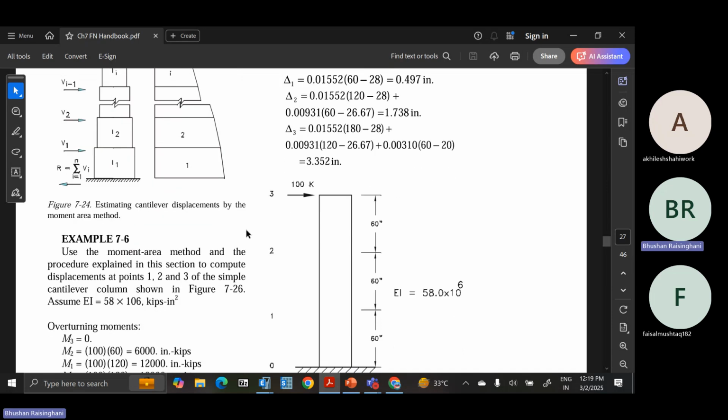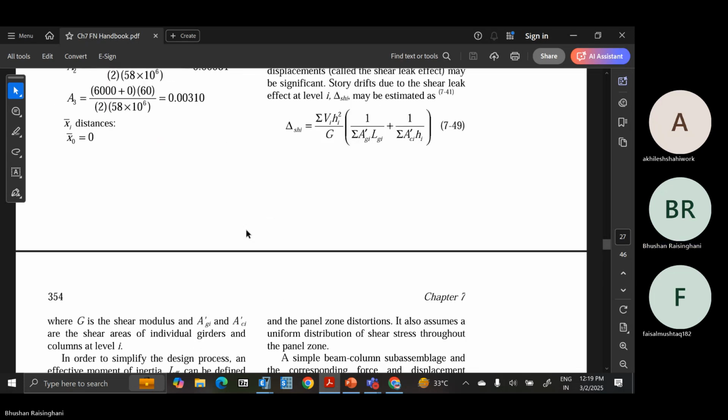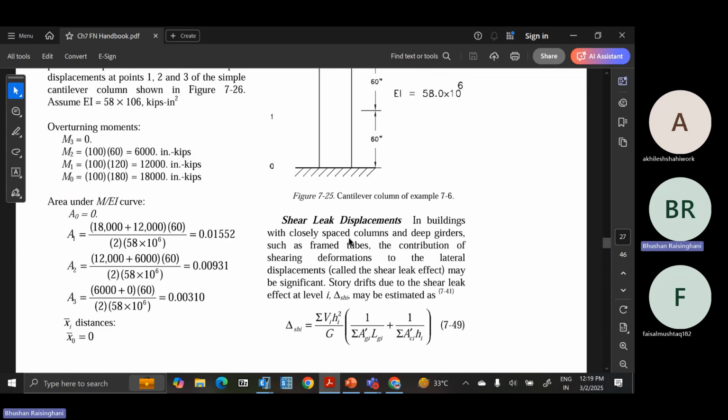So all these are manual methods to do all these things. Now there is shear lag displacement. In buildings with closely spaced columns and deep girders like tube in tube, such as framed tubes, the contribution of the shearing deformations to the lateral displacement, called the shear lag effect, may be significant.